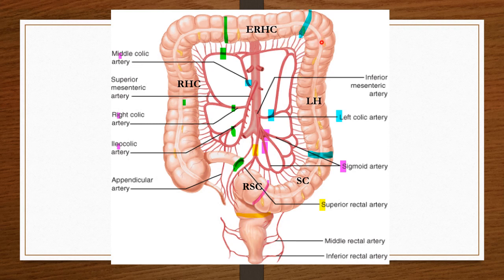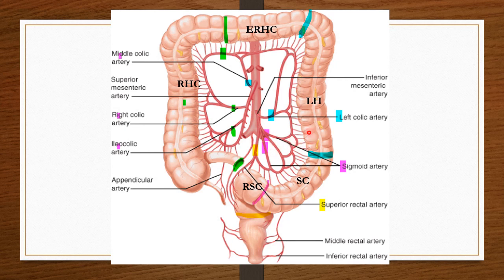Next, we come to the descending colon on the left side. This is the descending colon. Left hemicolectomy, from the splenic flexure right to the sigmoid colon, is known as the left hemicolectomy. And the artery that is ligated in this is the left colic artery, which supplies the whole of the descending colon, and this left colic artery comes from the inferior mesenteric artery.